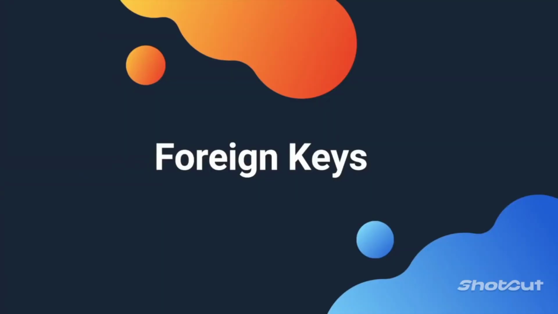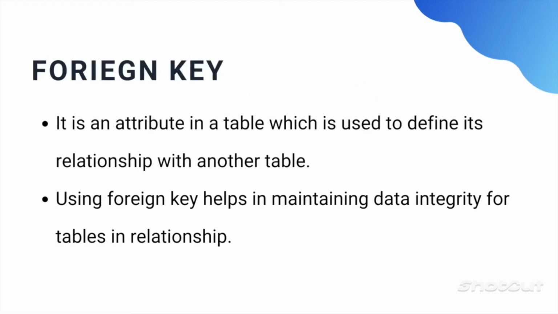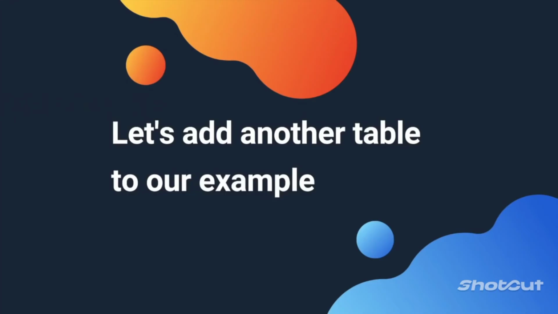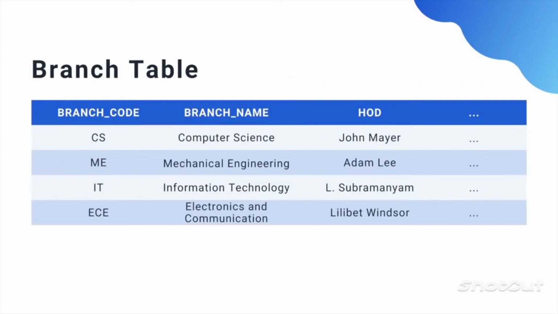Now, coming to foreign keys. A foreign key is nothing but an attribute in a table which is used to create a relationship of that table with some other table. In case our tables have a relationship, using foreign keys helps us to maintain data integrity for the relationship. For this, we will have to involve another table in our example. Let's say we have one more table, branch, with information about the branches in the college. It has a unique column with branch code, branch name, HOD, and some more branch related information.